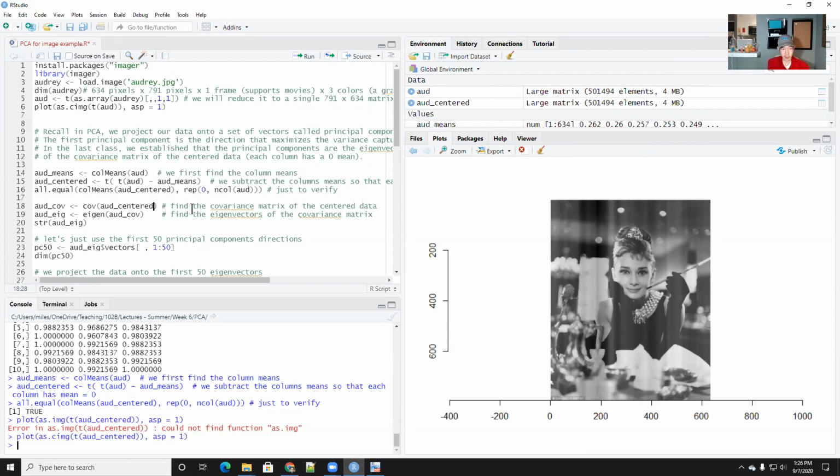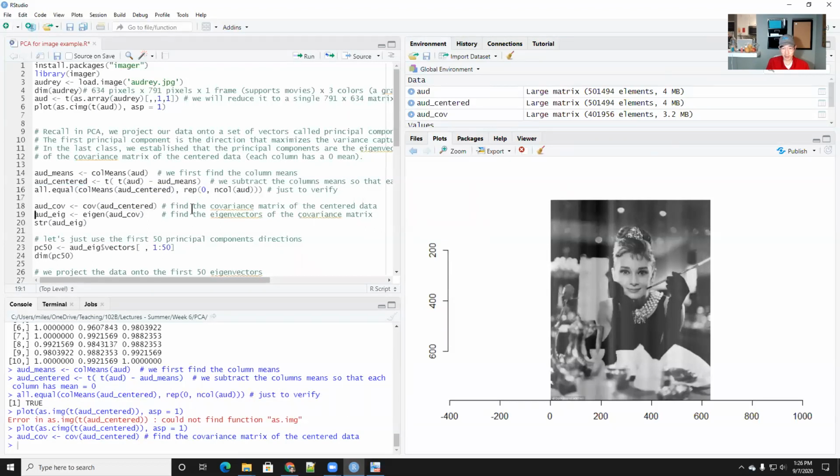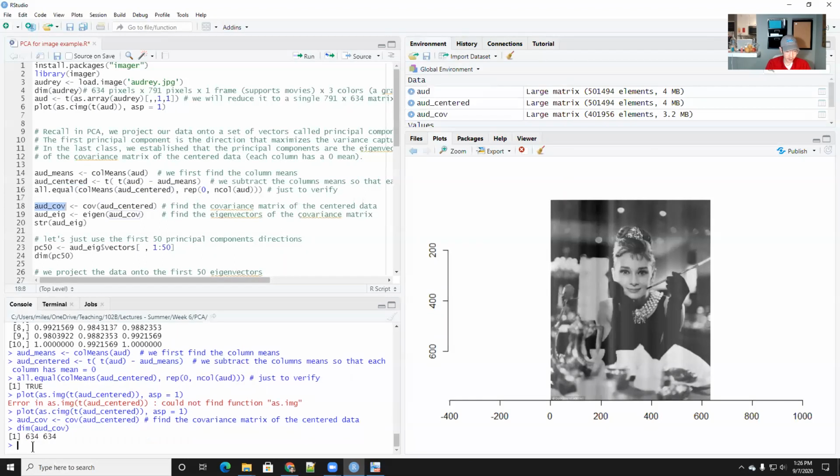Okay. All right. So once we've centered our matrix, the principal components can be found by taking the covariance matrix, right? I've got a giant matrix, 791 by 634, and I'm going to find the covariance. My covariance matrix is going to be a 634 by 634 matrix. So if I take the dimensions of this covariance matrix, it's 634 by 634.